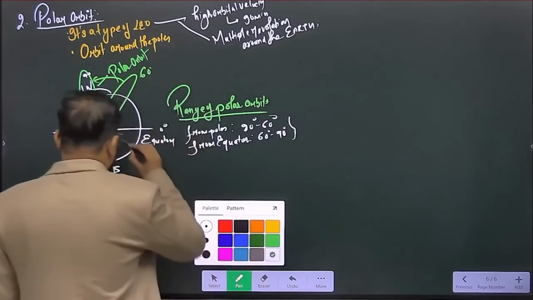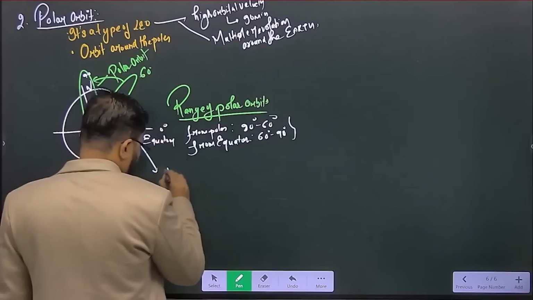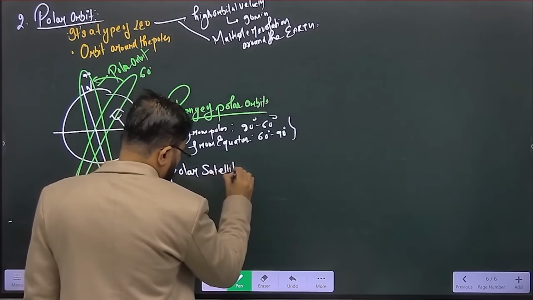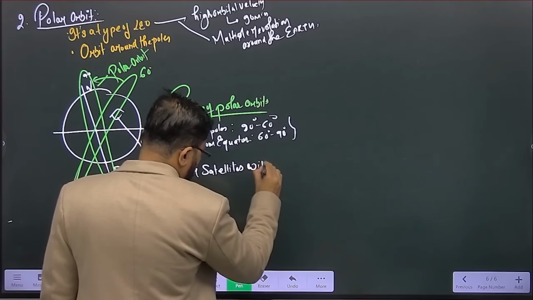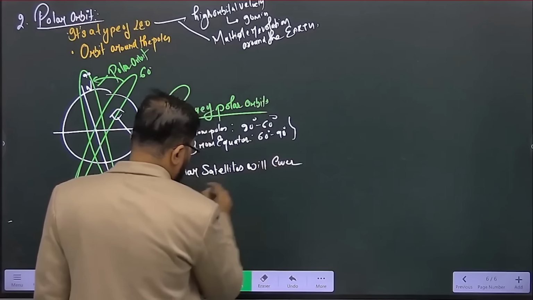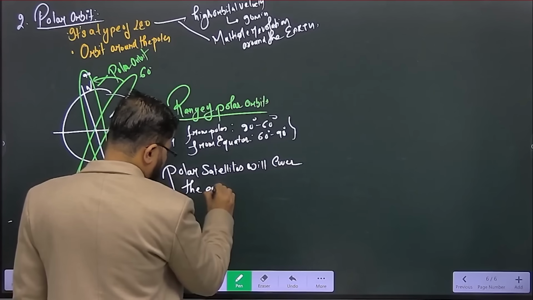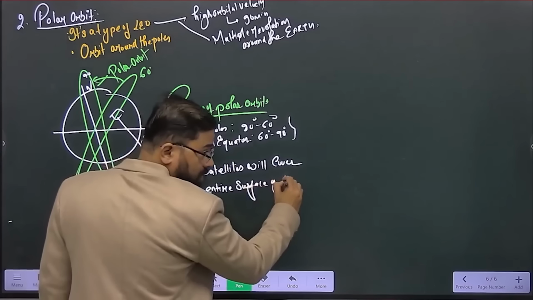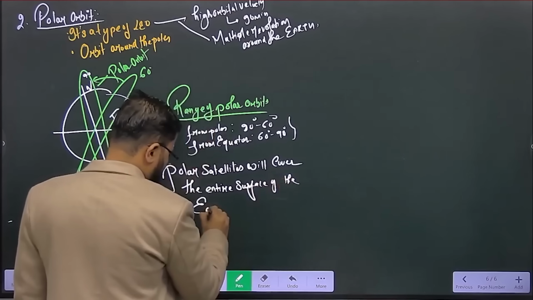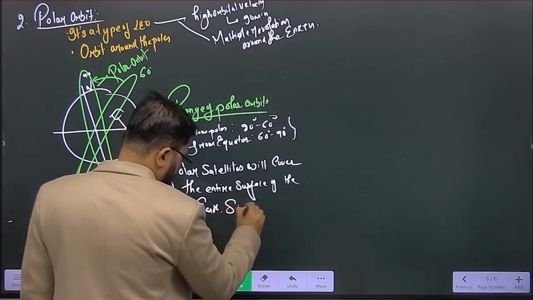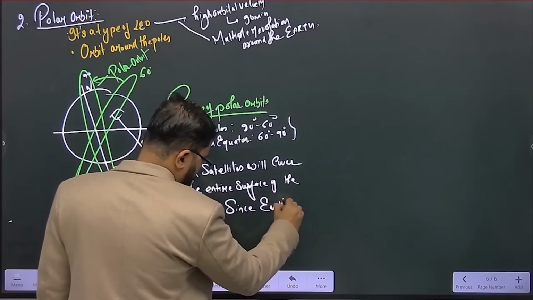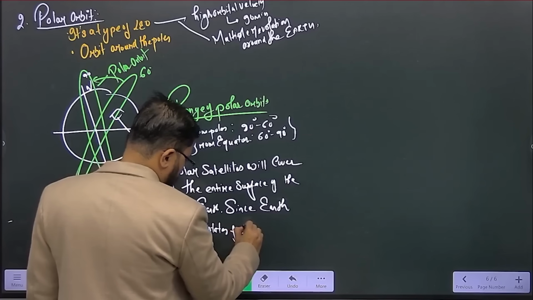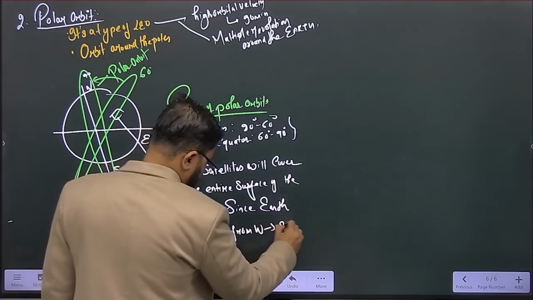So polar satellites will cover the entire surface of the Earth, since Earth rotates from west to east.